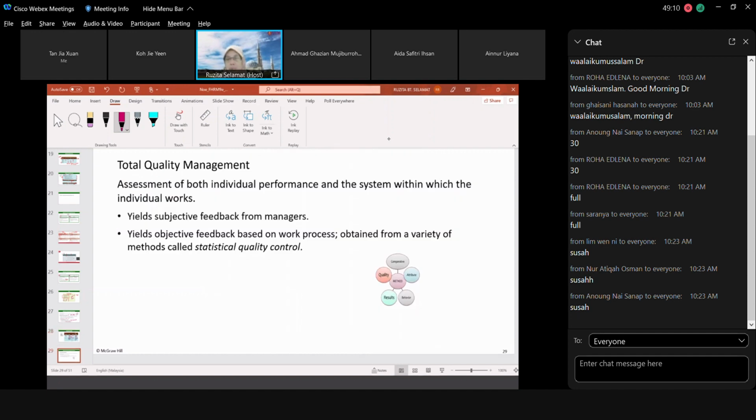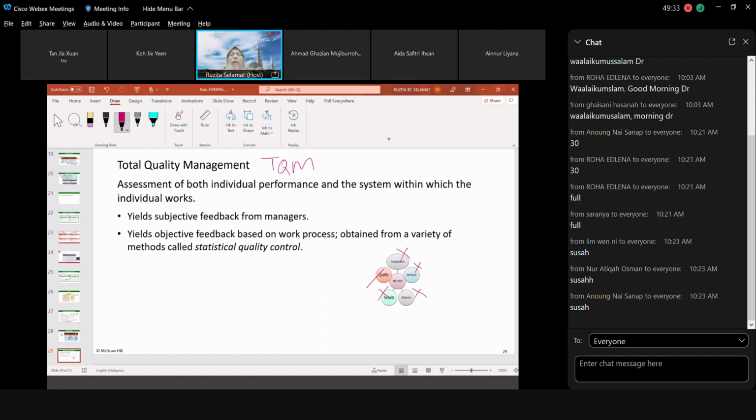Okay, the last one, we look at quality. Comparative done, attribute done, behavior done, results done. Now is quality, TQM. Pernah dengar tak? Total Quality Management. So I guess in your third year nanti, you akan ada belajar lebih detail on this total quality management.